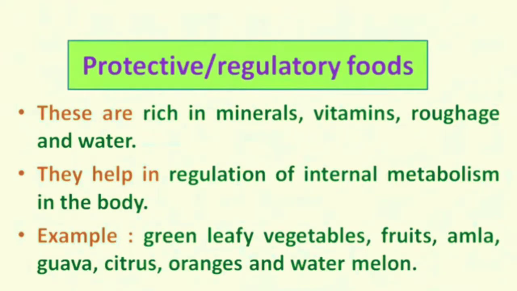Another category of food is protective or regulatory foods. This includes vitamins, minerals, water and roughage. The basic purpose of this category of food is to protect our body from different infections and regulate the internal metabolism in the body. Examples are fruit, green leafy vegetables, amla, watermelon, orange and citrus fruits.